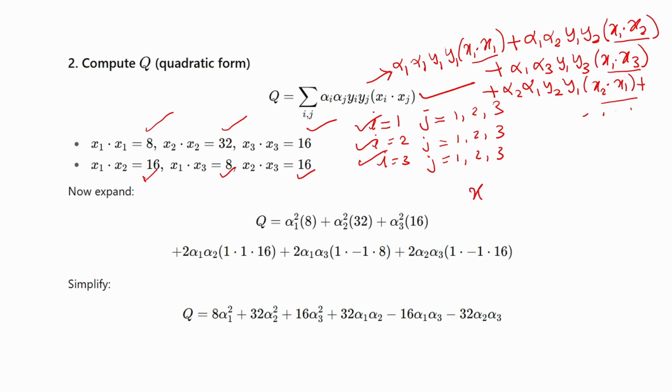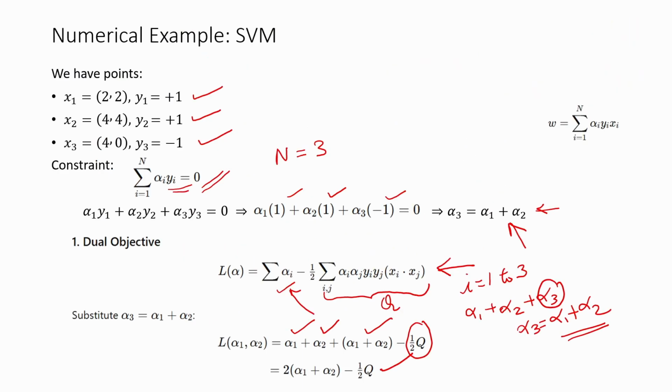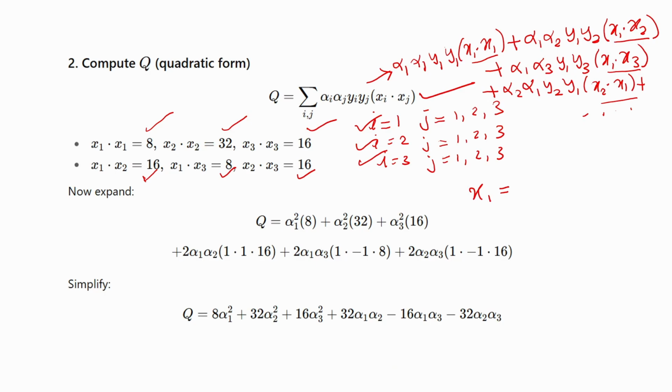I'll just show one example. x1 is (2, 2), x2 is (4, 4), x3 is (4, 0). So how will you find x1 dot x1?